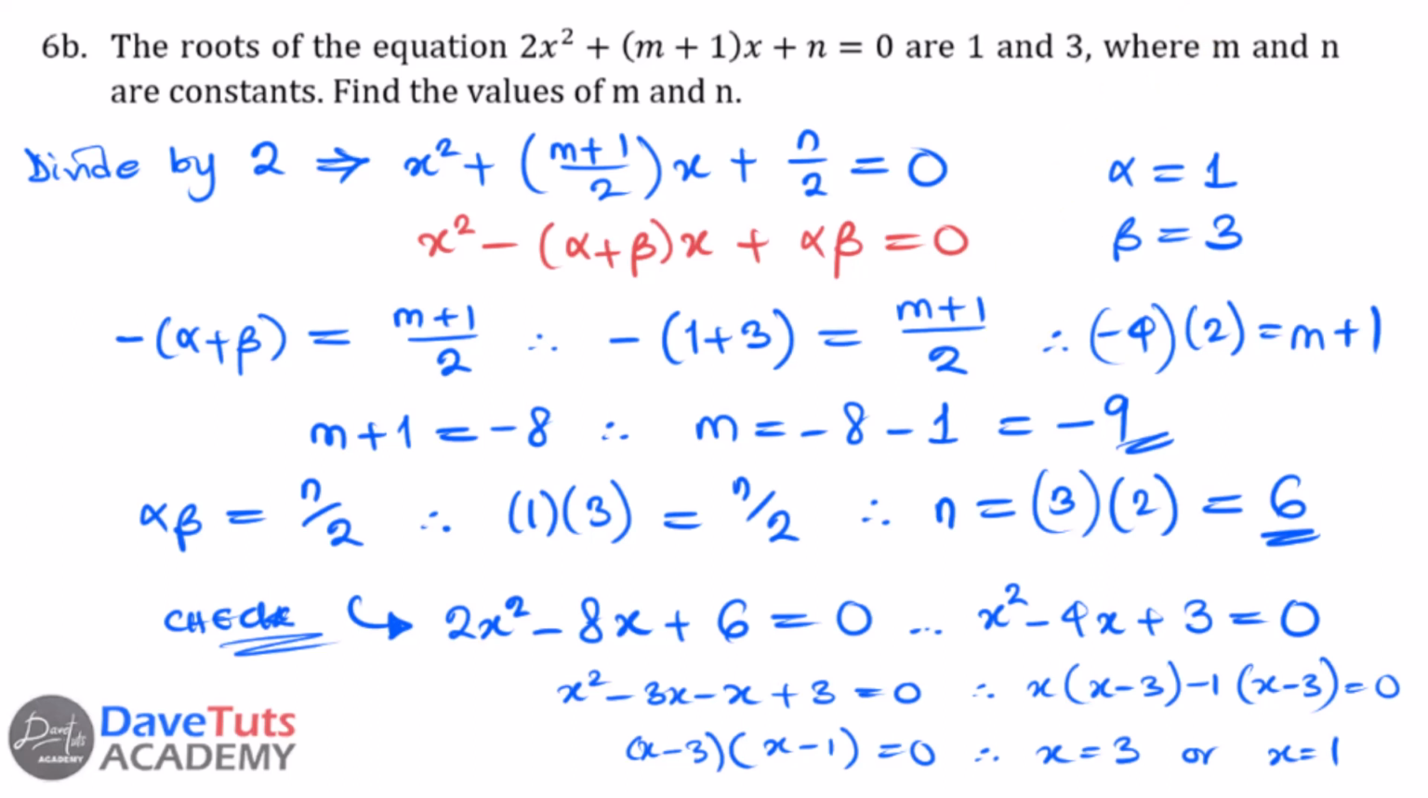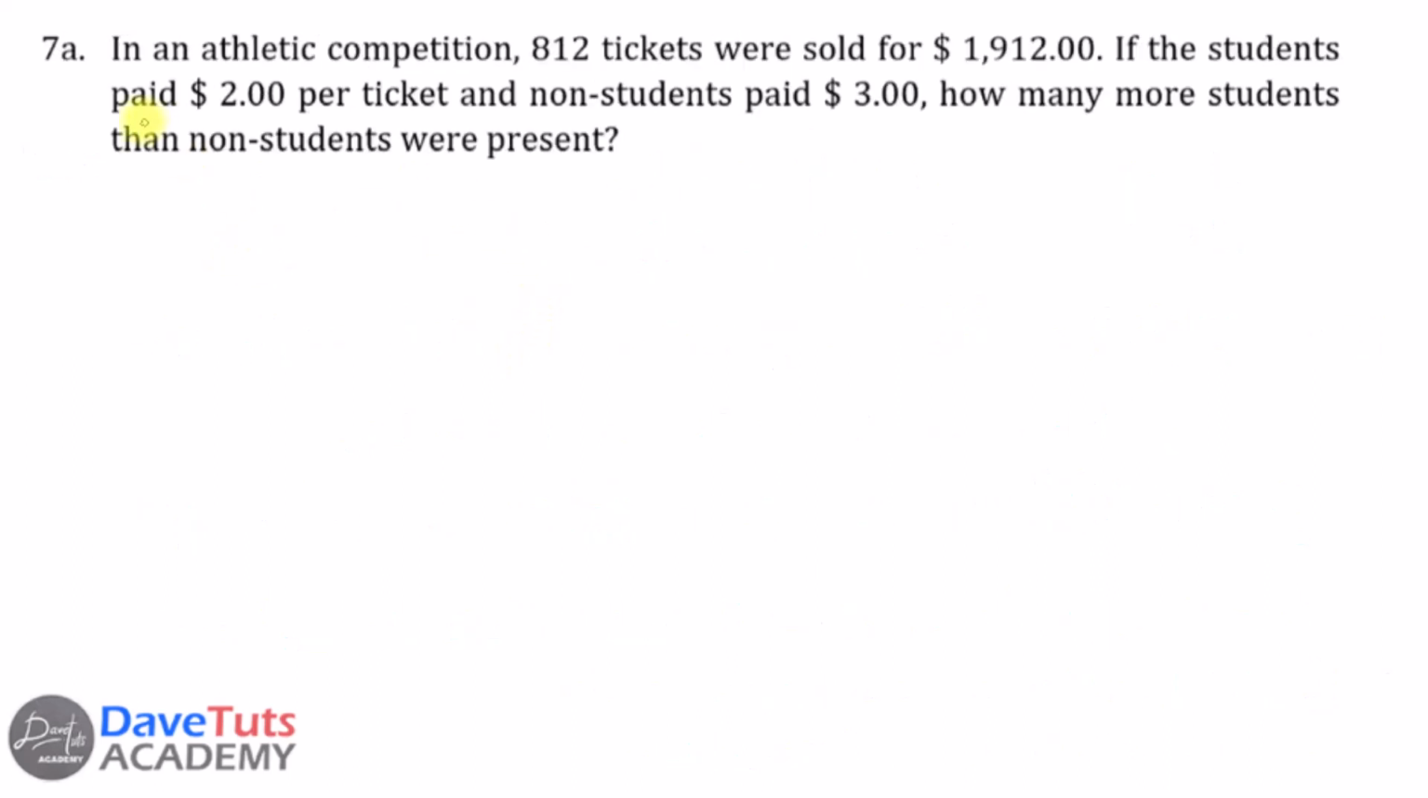All right. Okay, we have this question on equations, and we're told that in an athletic competition, 812 tickets were sold for $1,912. If the student paid $2 per ticket and non-student paid $3, how many more students than non-students were present? Okay, I think I like the idea of this type of question. So let's say x should represent the student, and then y should represent the non-student. Okay, so if that is the case, we can go ahead to interpret this now.